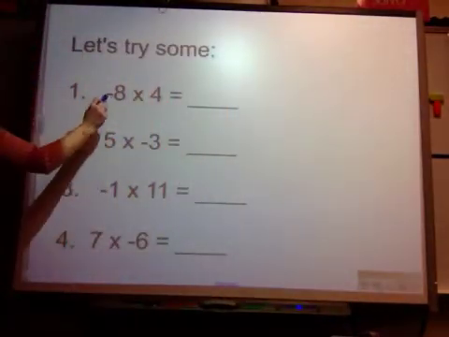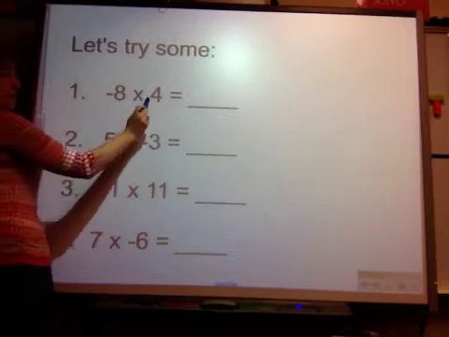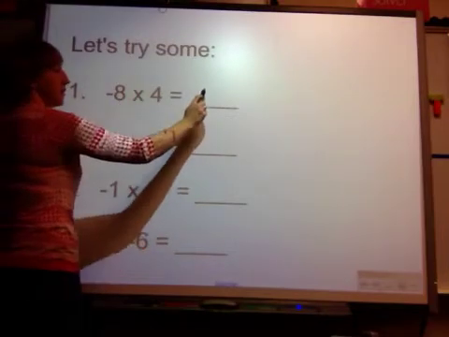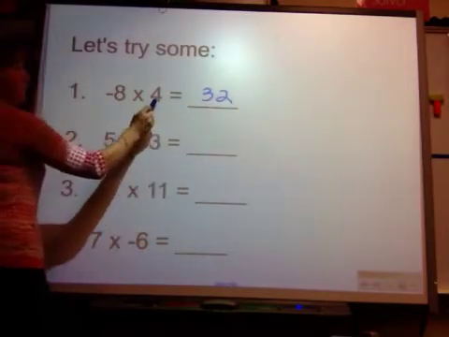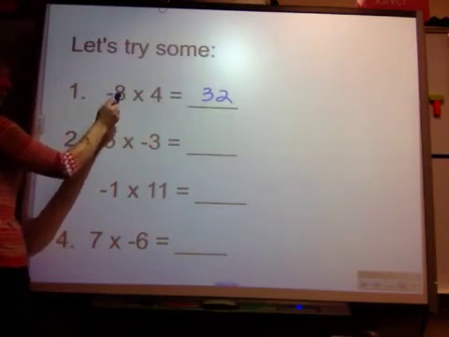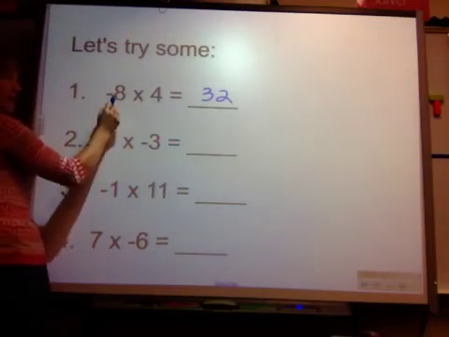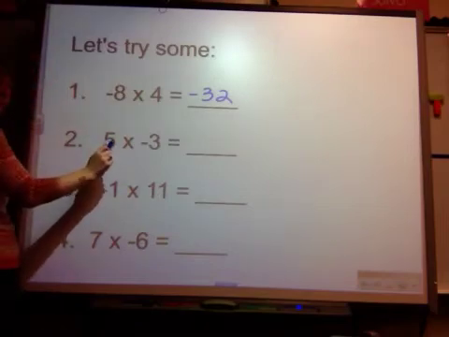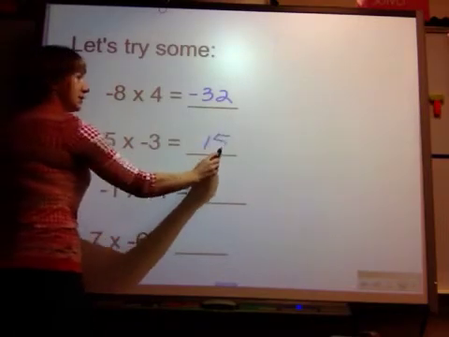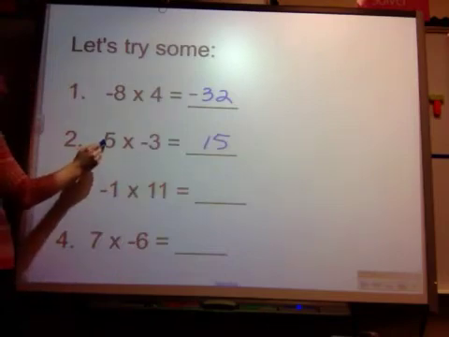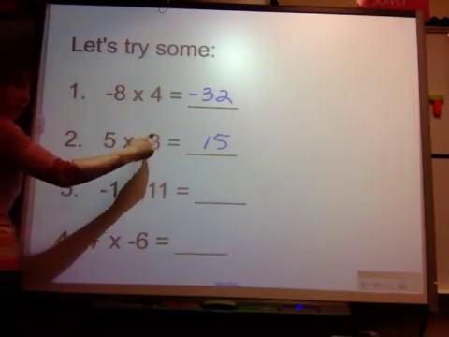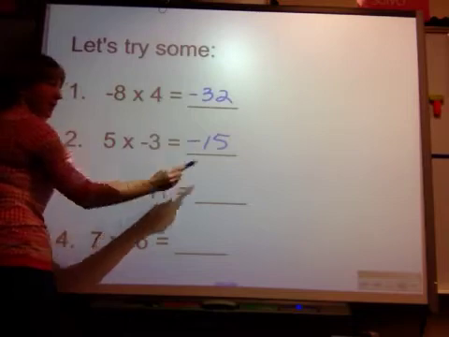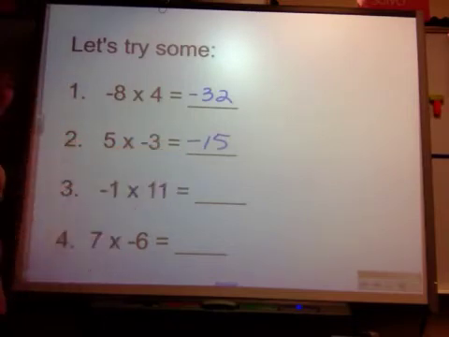So let's try some. Negative 8 times 4. 8 times 4 is 32, but those 8s were all negative. So I have 4 negative 8s. So I'm going to get a total of negative 32. Number 2, 5 times 3 is 15. I have 5 negative 3s. So all these negative 3s adding up are going to give me negative 15. I bring the negative with it.